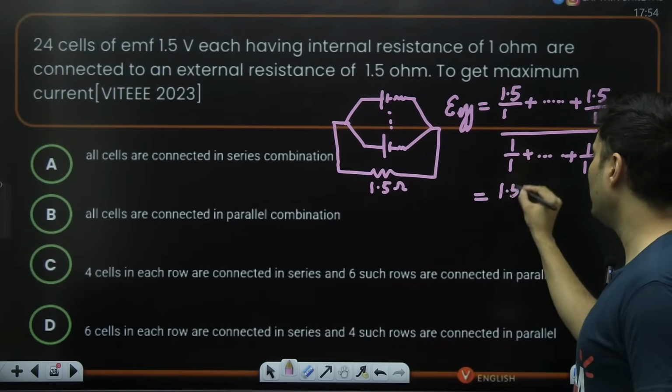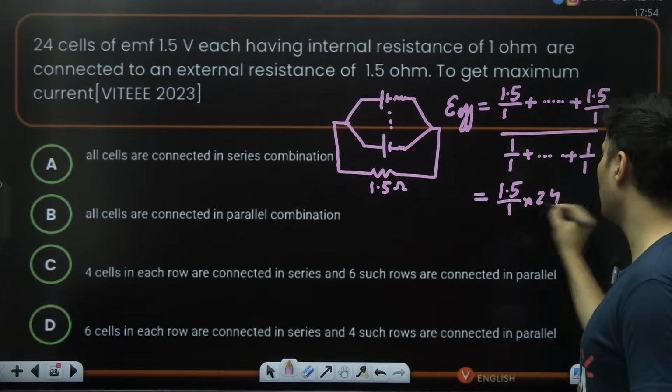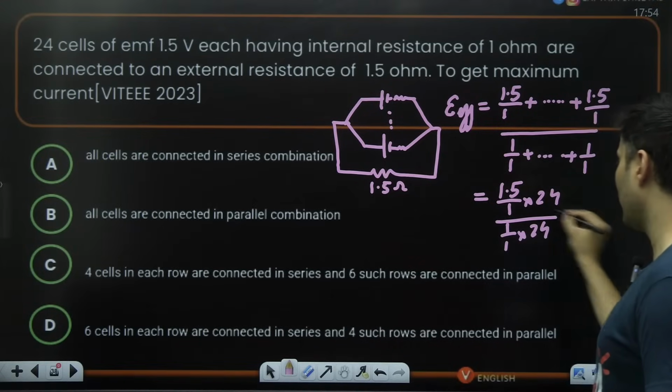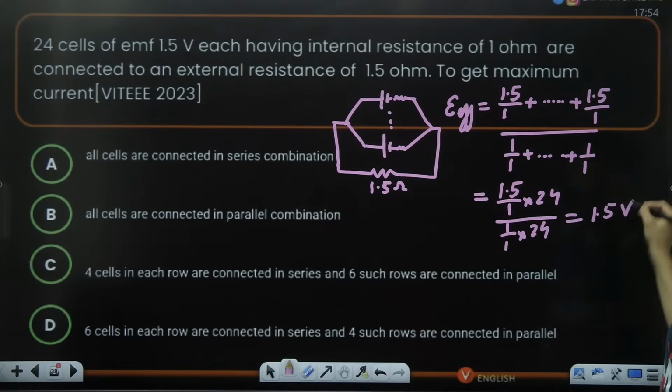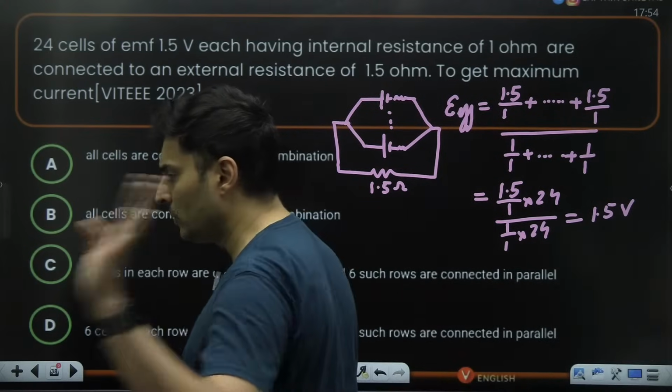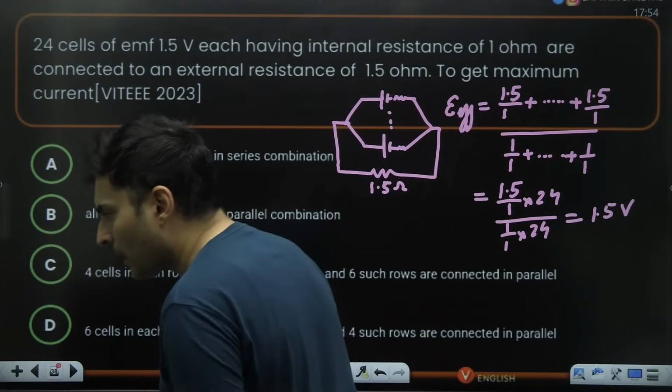So this is 1.5 by 1 into 24 divided by 1 by 1 into 24. 24, 24 cancels. I'll be just left with 1.5 volt. Is that right? Yes or no? Okay. All right.